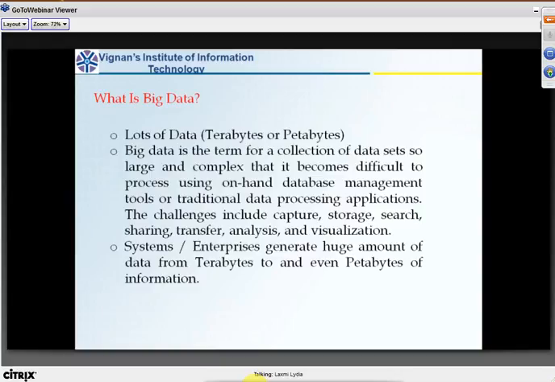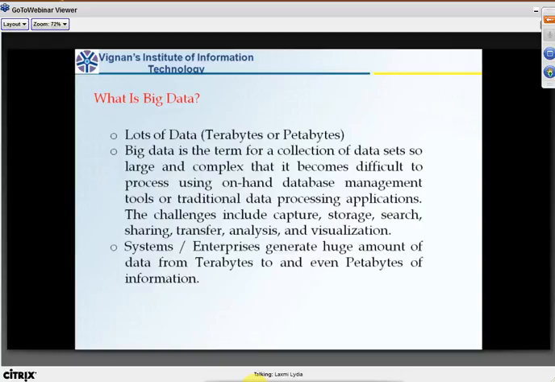What kind of challenges are we facing here? Capturing is difficult. The most important, storage is difficult. Search becomes difficult, transferring of files is difficult, and the major part, analysis itself is difficult, and the visualization part is difficult. So these are all the major challenges present with big data, which are not possible to handle with traditional data processing applications.